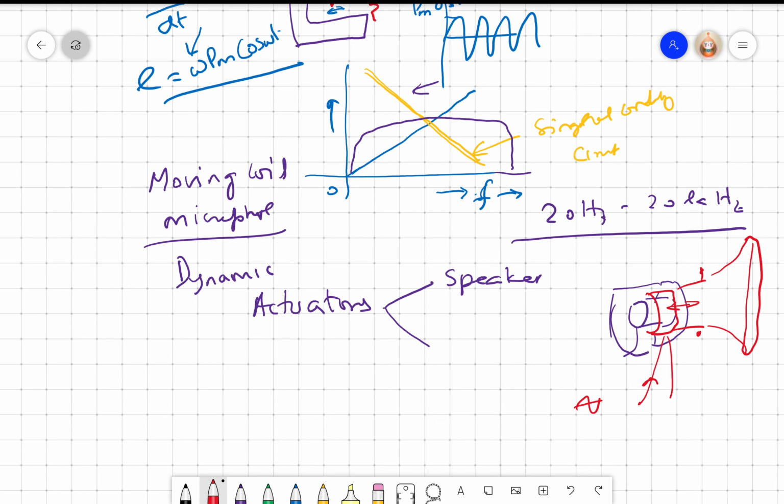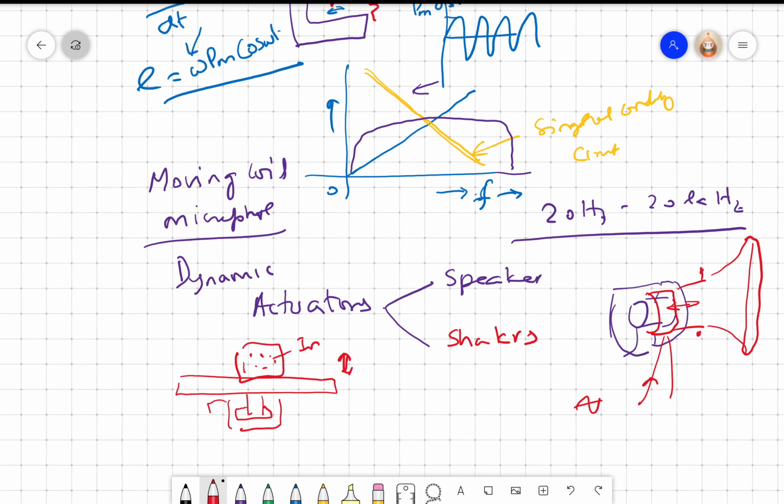Okay, and the other one is electrodynamic shakers. Sometimes you may have to put an instrument and then vibrate it to check whether it can handle 1G vibration or 2G vibration, 3G vibration, and so on. That means you have to shake this platform. Once again, you put a coil here and a magnet here, and supply current to the coil, the table will shake, right?